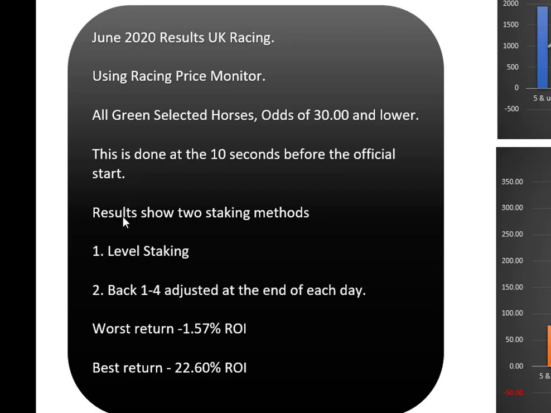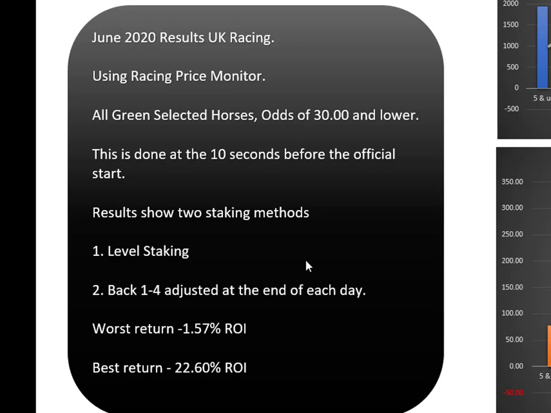And then we're using 2 staking methods. We're just using the very simple level staking, which is obviously putting £1 or £5 on every selection, whatever you choose. And the second staking method we're going to show you the results for is back 1-4, and it's adjusted at the end of each day. So that means on June 1 we're betting, say, £1. That was our unit, £1, right through all the races that qualified for the 1st of June.